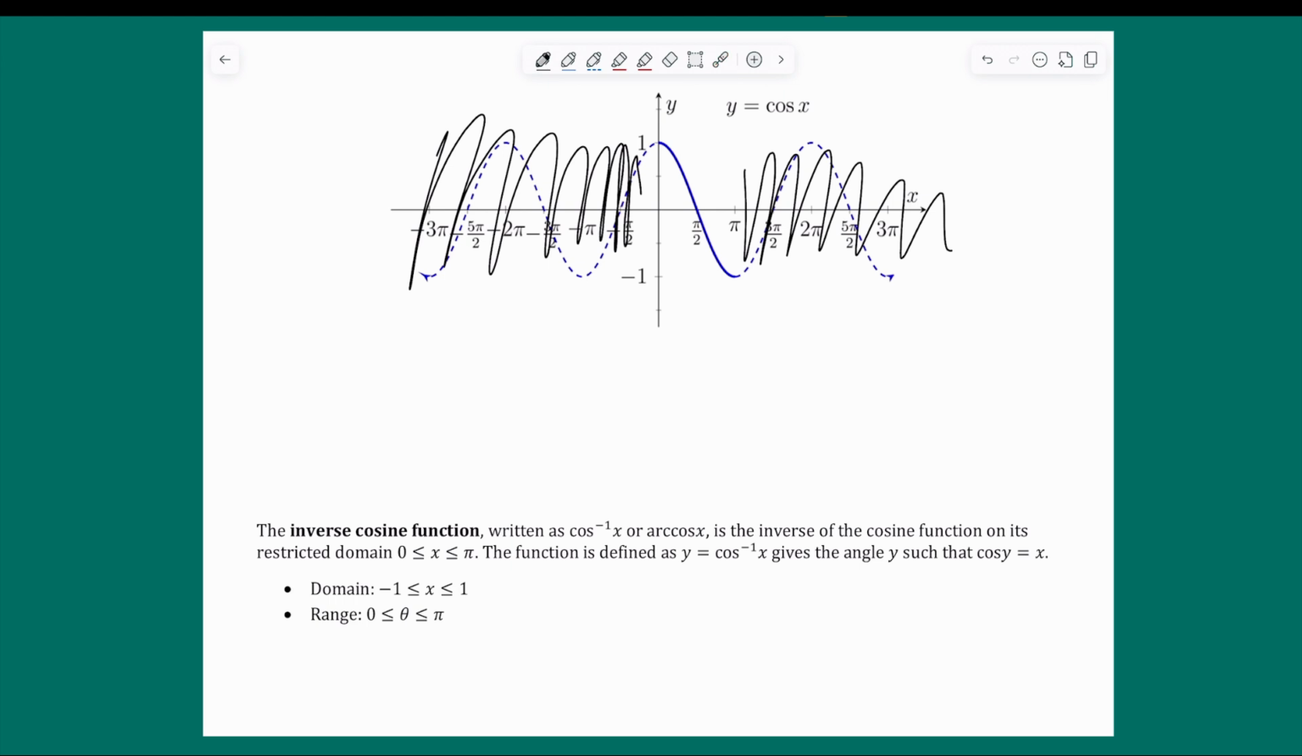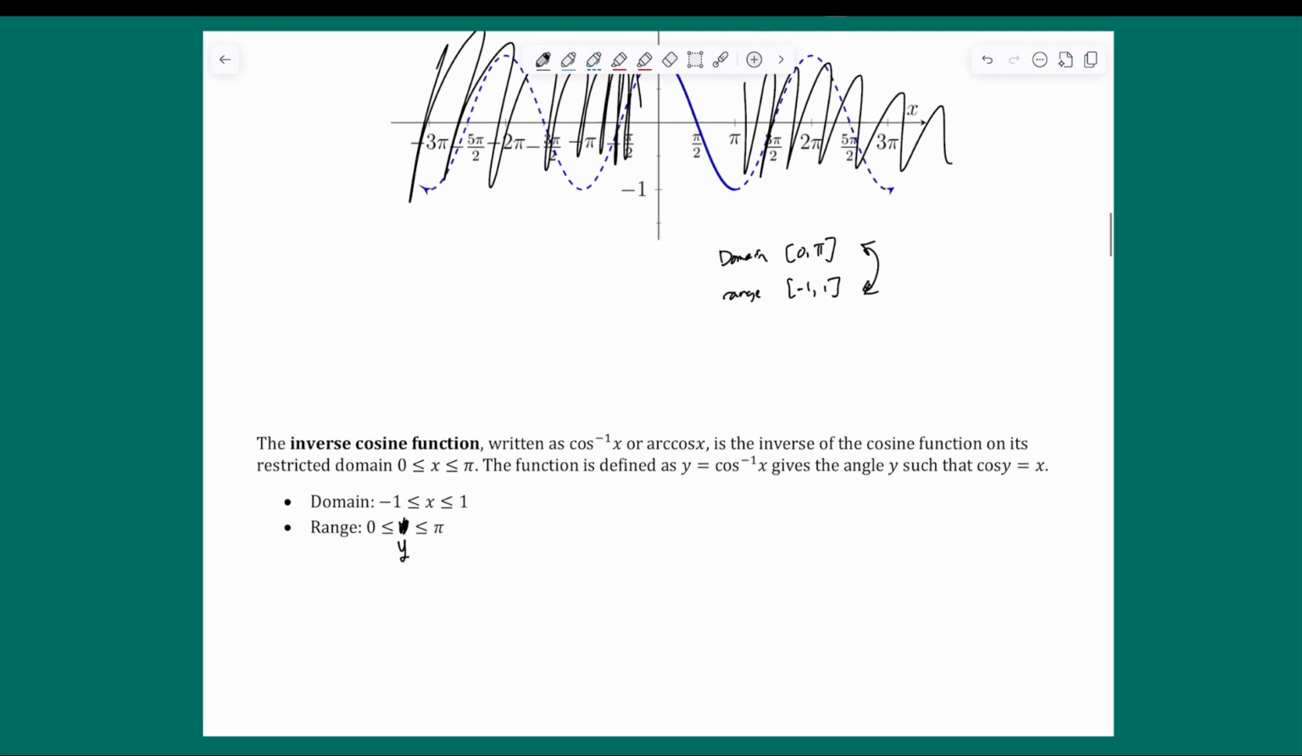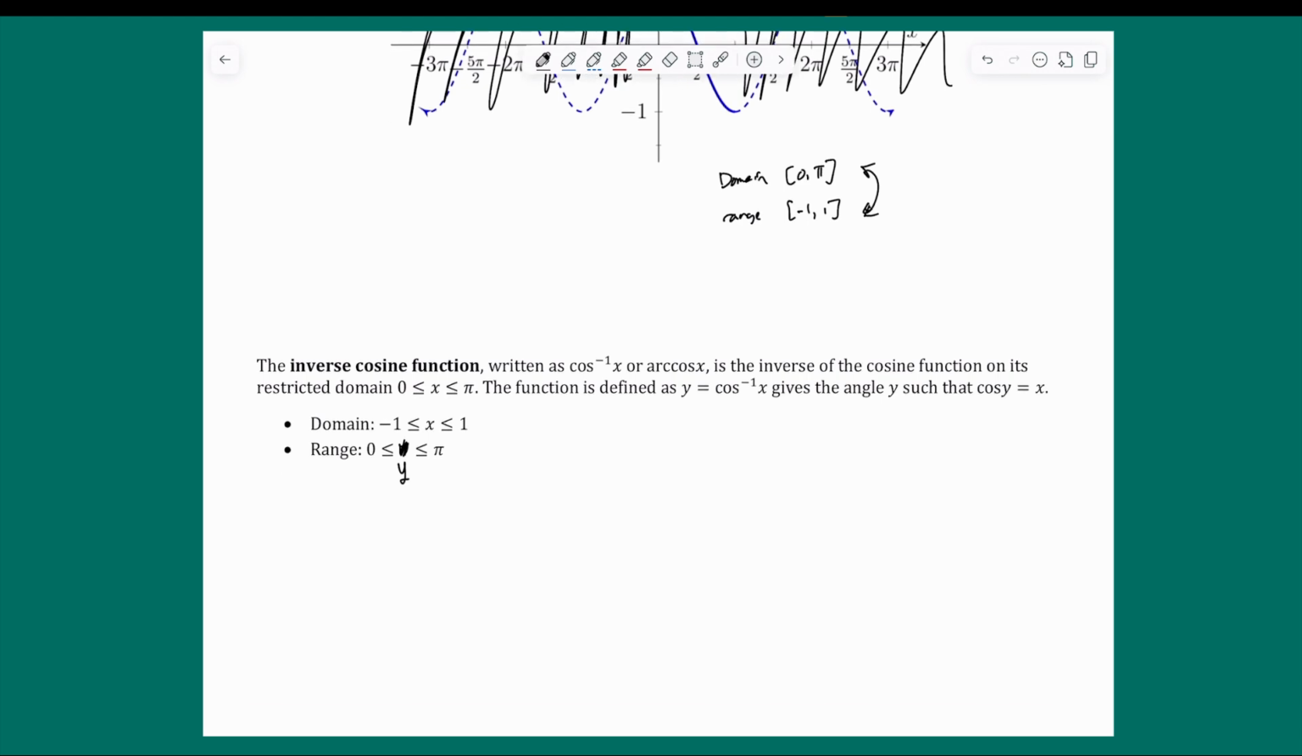Once again, just like cosine, we restricted the domain to 0 to pi, and of course the range was -1 to 1. For the cosine inverse function, these are going to swap, and you see that the domain is -1 less than or equal to x, and x less than or equal to 1, and the range is 0 less than or equal to y, and y less than or equal to pi. Okay, so let's go ahead and take a look at the inverse function.